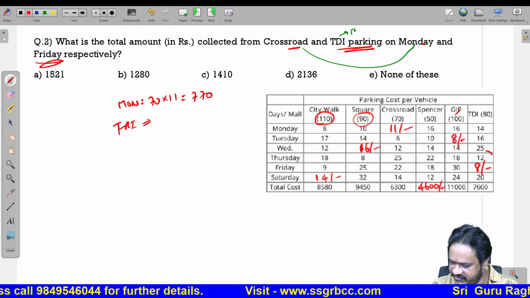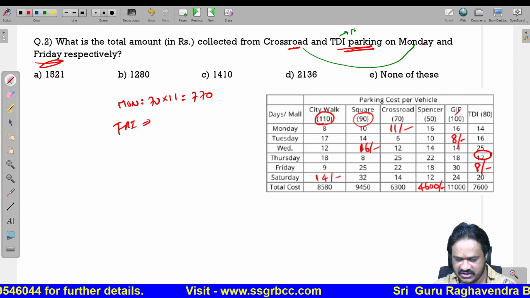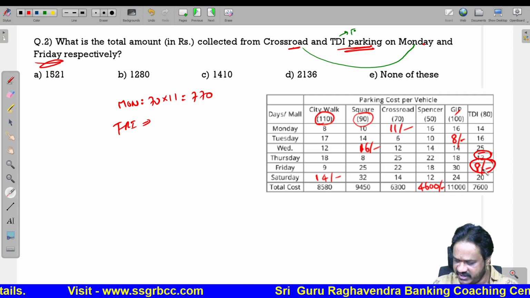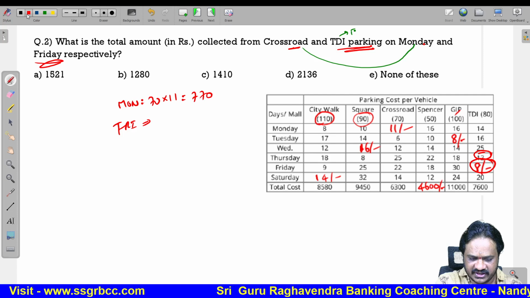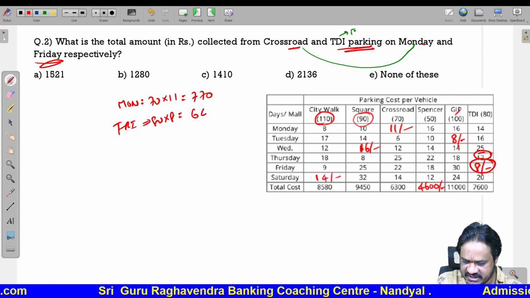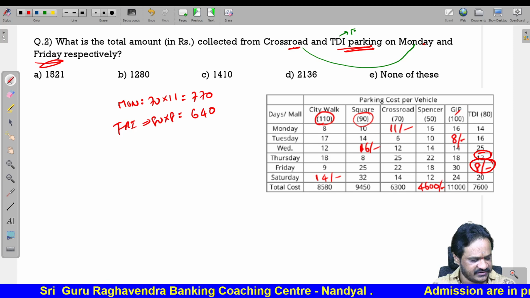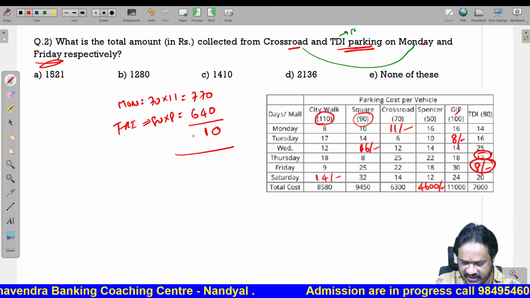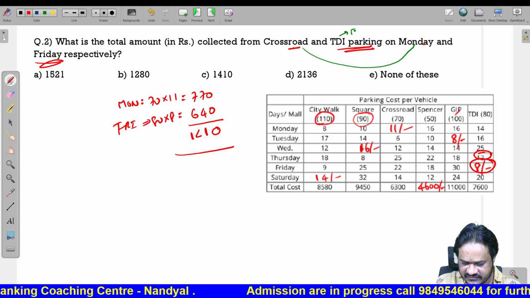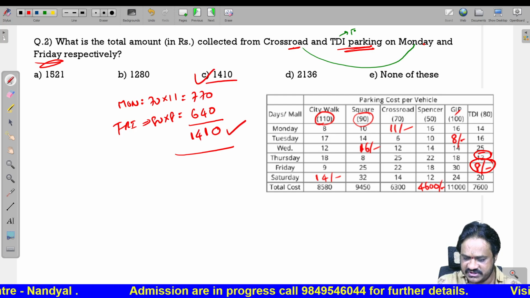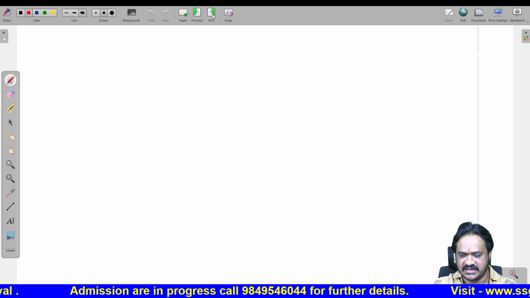TDI Friday we are having, see, 12. Sorry, not 12, 8. TDI Friday we are having 8. We are having 80 vehicles. So 80 into 8, that is 640. Now what is the total? 770 plus 640, that is 1410 rupees. 1410 means option 3 is the correct answer. Next question.